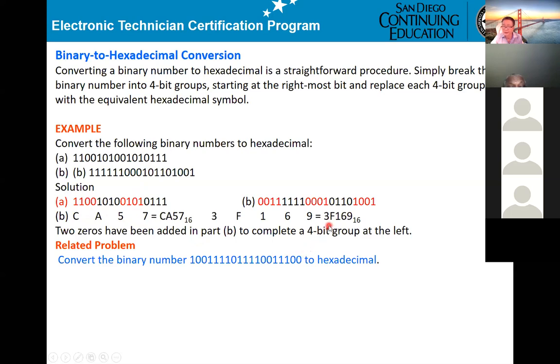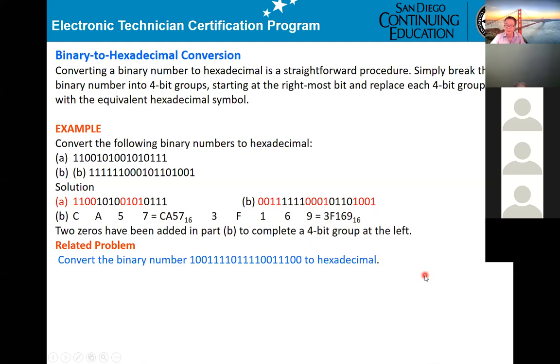CA57 in hexadecimal. And another one here. Easy for you to get through it. Number 9, number 6, number 1, number F, number 3. So that's why you get 3F169.